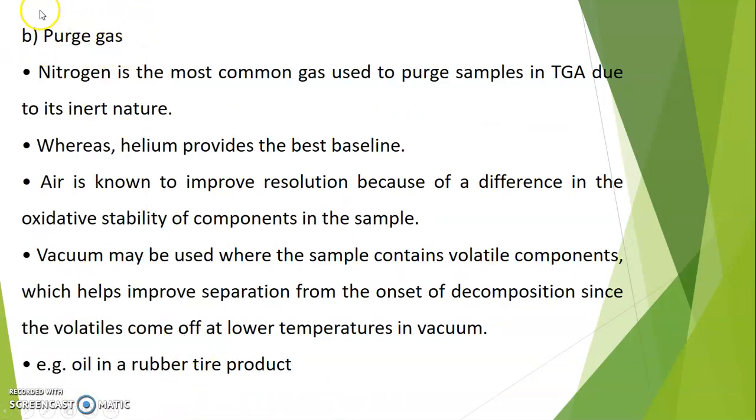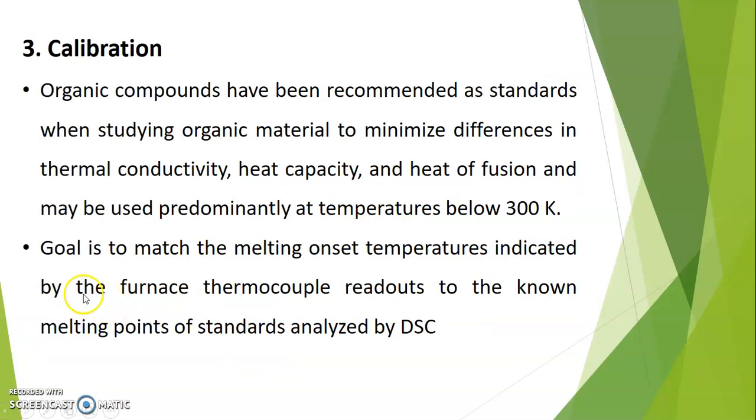The second item is the purge gas system. The most commonly used gas is nitrogen, whereas helium provides the best baseline. Air is also used when the condition is an oxidation reaction. Vacuum may be used where the sample contains volatile components, which helps improve separation from the onset of decomposition, since the volatiles come off at lower temperature in vacuum. For example, oil in rubber tire products.